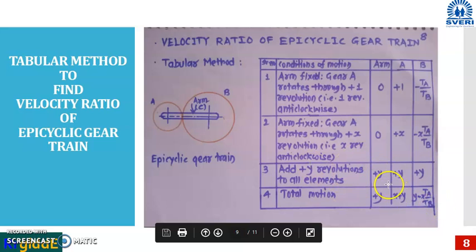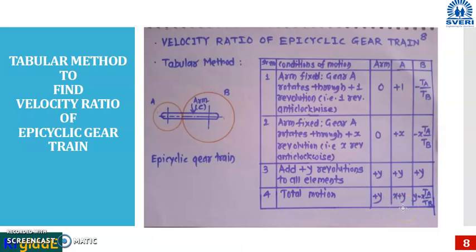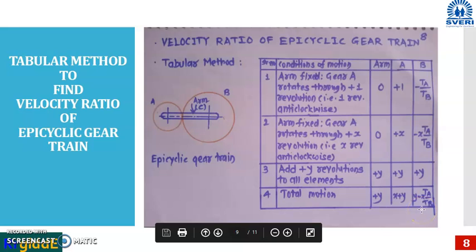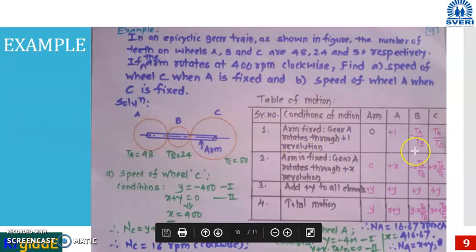So by knowing 2 conditions among these 3 elements, suppose we know rotation of the arm and rotation of the A, then we can find out the speed of B. Or if speed of arm is known, speed of B is known, then we can find out the speed of A. Now let us take one example.